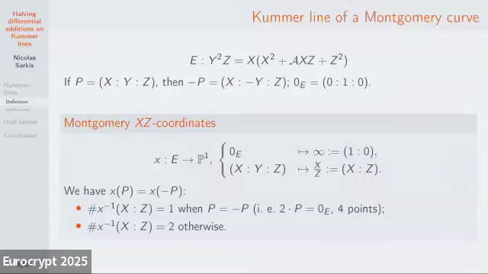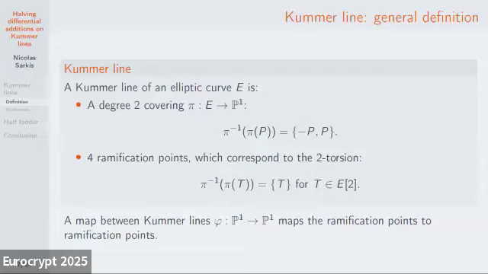you basically identify a point and its opposite. So every point on your projective line has two preimages, except when P is equal to minus P. That means that we have a two-torsion point. You have 4 of them on the closure, and this is the important point to define a Kummer line. This is also how we define a Kummer line more generally. It's a degree 2 covering from an elliptic curve to a projective line, where the fibers are given by P and minus P. The ramification points correspond to the case P equals minus P, that is the two-torsion points. And this is all we need to describe a Kummer line.